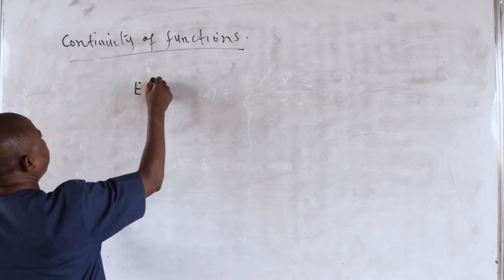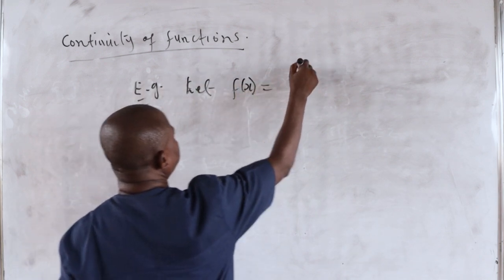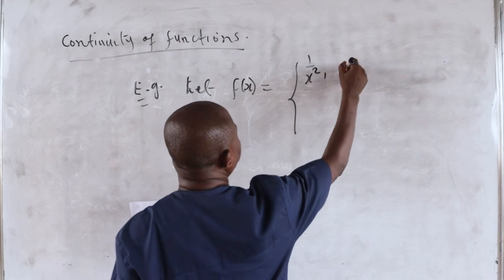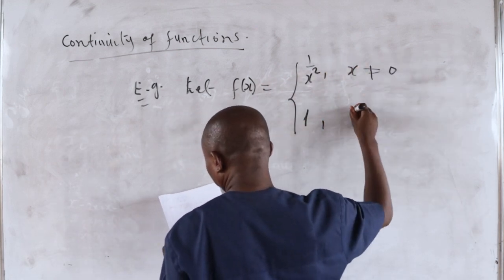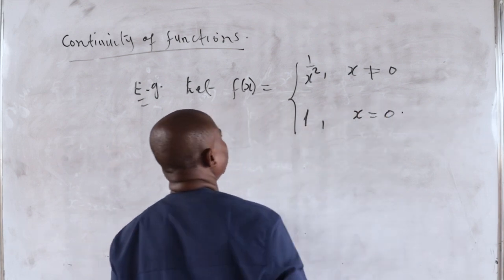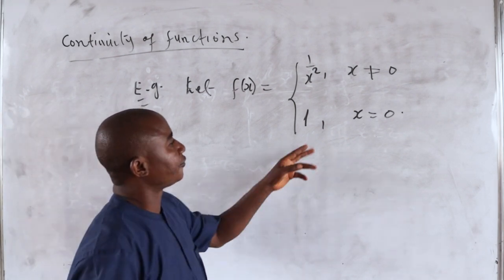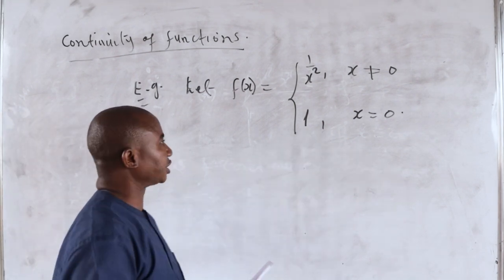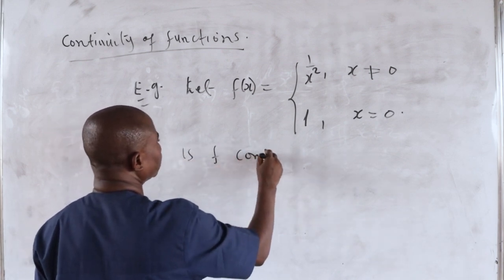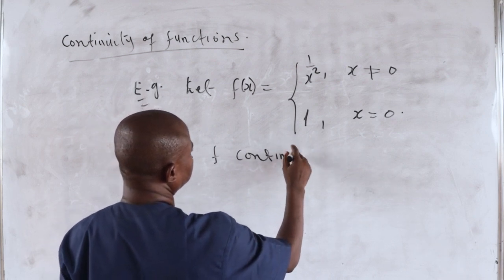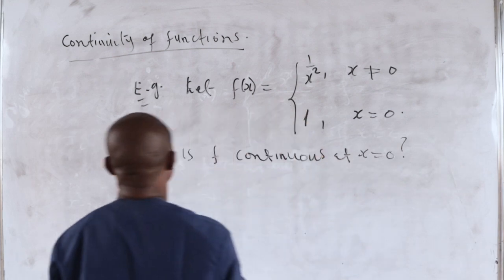Well, this. We take f at x to be 1 over x squared if x is not 0, and give it 1 anytime x is equal to 0. Again, this is a case where the function has a value at the point of interest. Our point of interest here is 0. Is f continuous at x equal 0? That is the question.